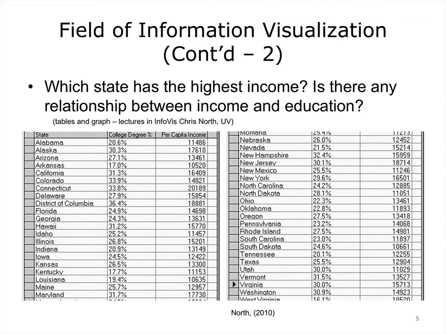Let's look at this example. This is a very common way of presenting data in a table. This table contains census data, specifically average education level and income in different states. Can you tell me which state has the highest income? Is there any relationship between income and education?